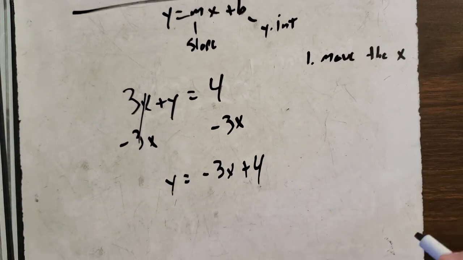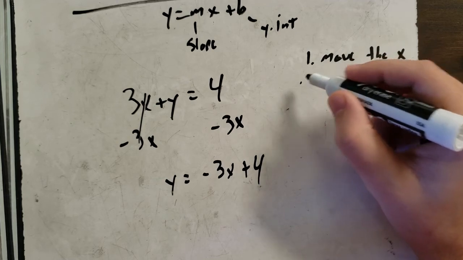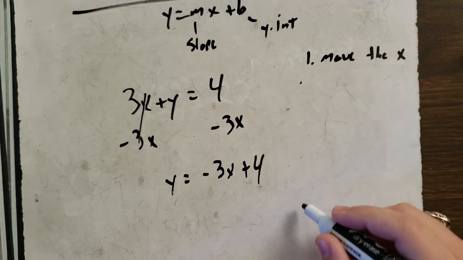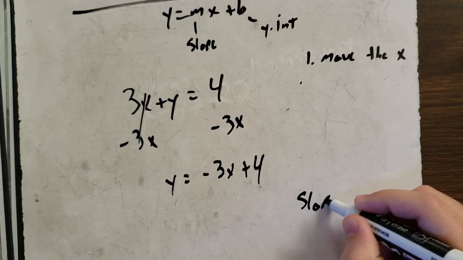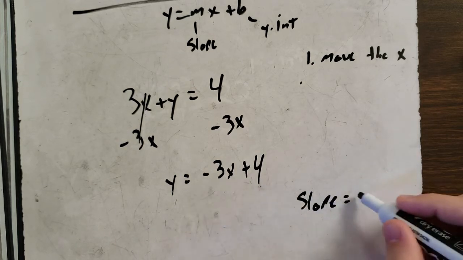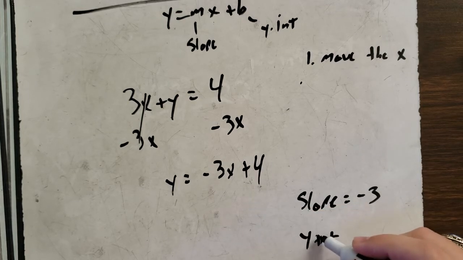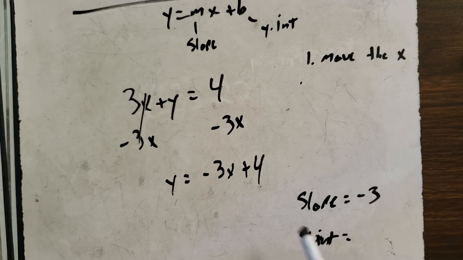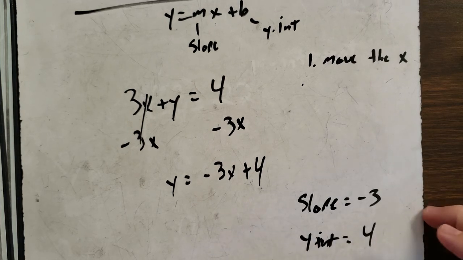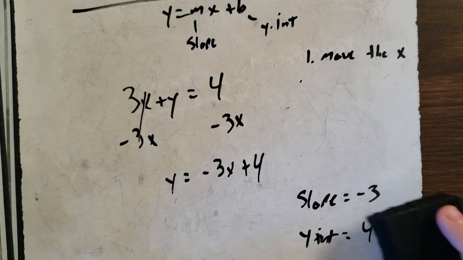So now we look and we have our slope, and what's attached to our x? A negative 3 is attached to our x, and our y-intercept would be a positive 4. So we just leave it just like that as positive 4. Simple enough. Let's do one more.